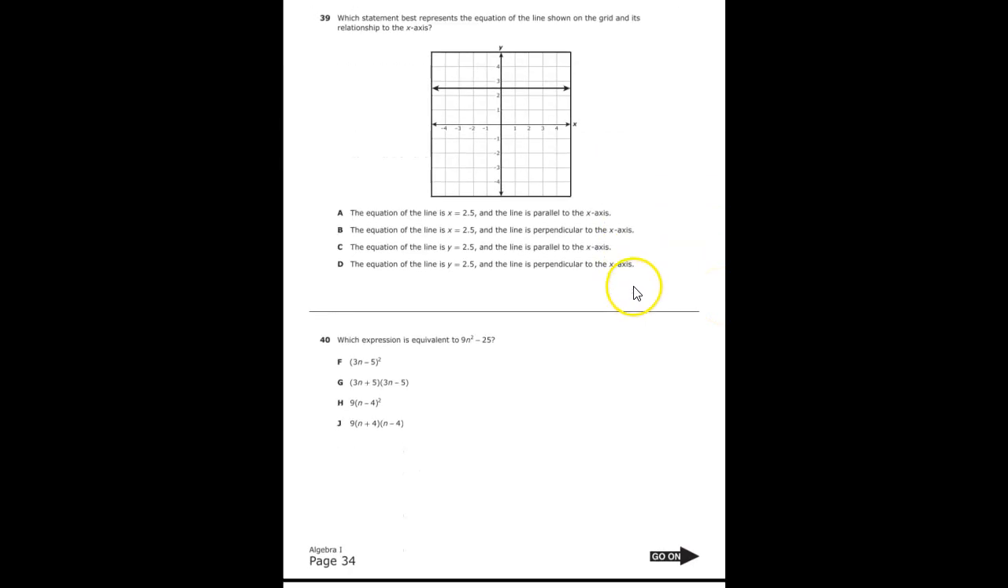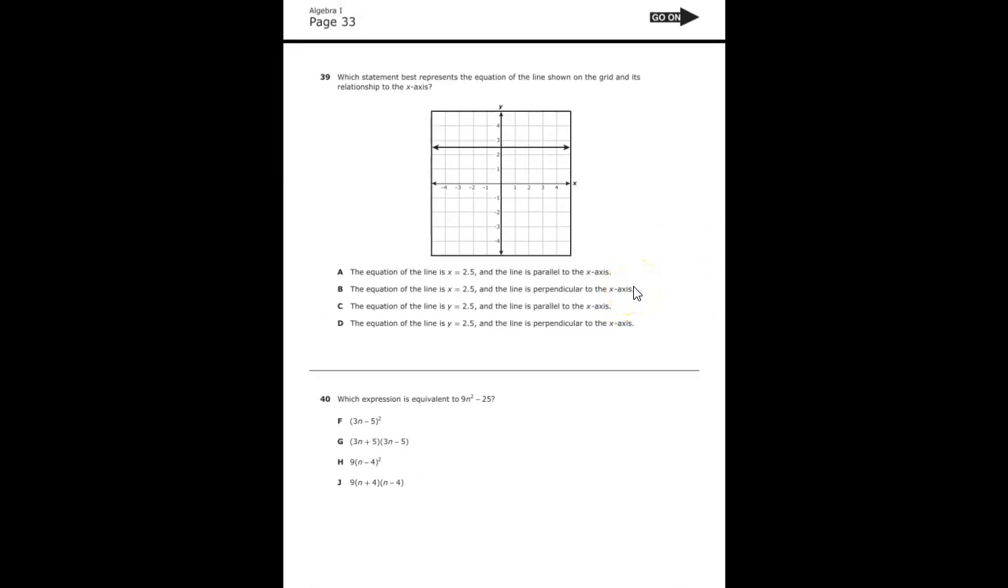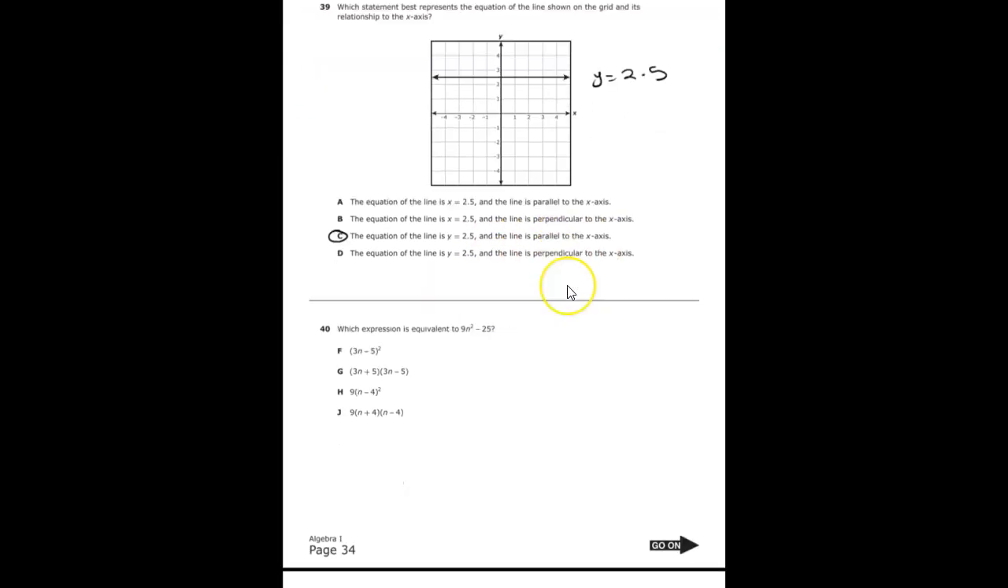Number 39. Which statement best represents the equation of the line shown on the grid? So this one here, because it's a horizontal line, is parallel to the x-axis. It's just going to be something like y equal to 2.5. It's y equal to 2.5 and the line is parallel to the x-axis. That's correct right there.